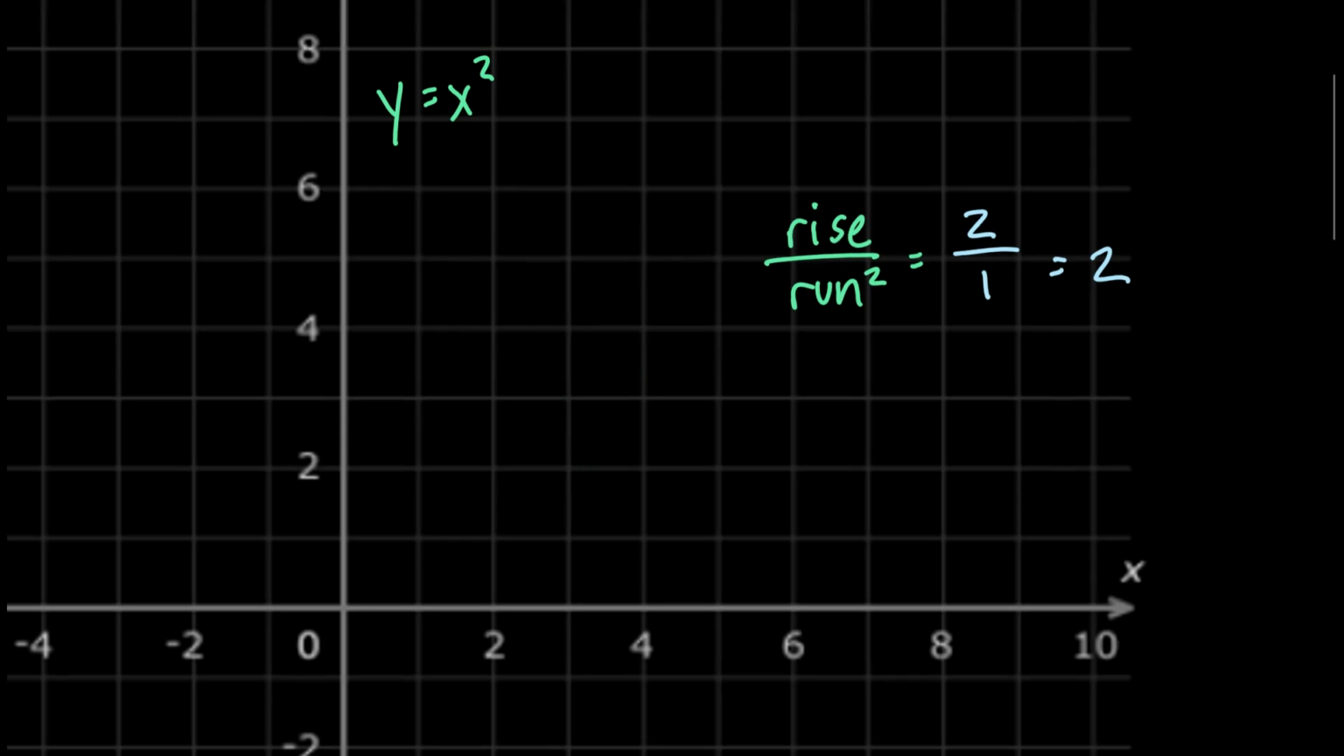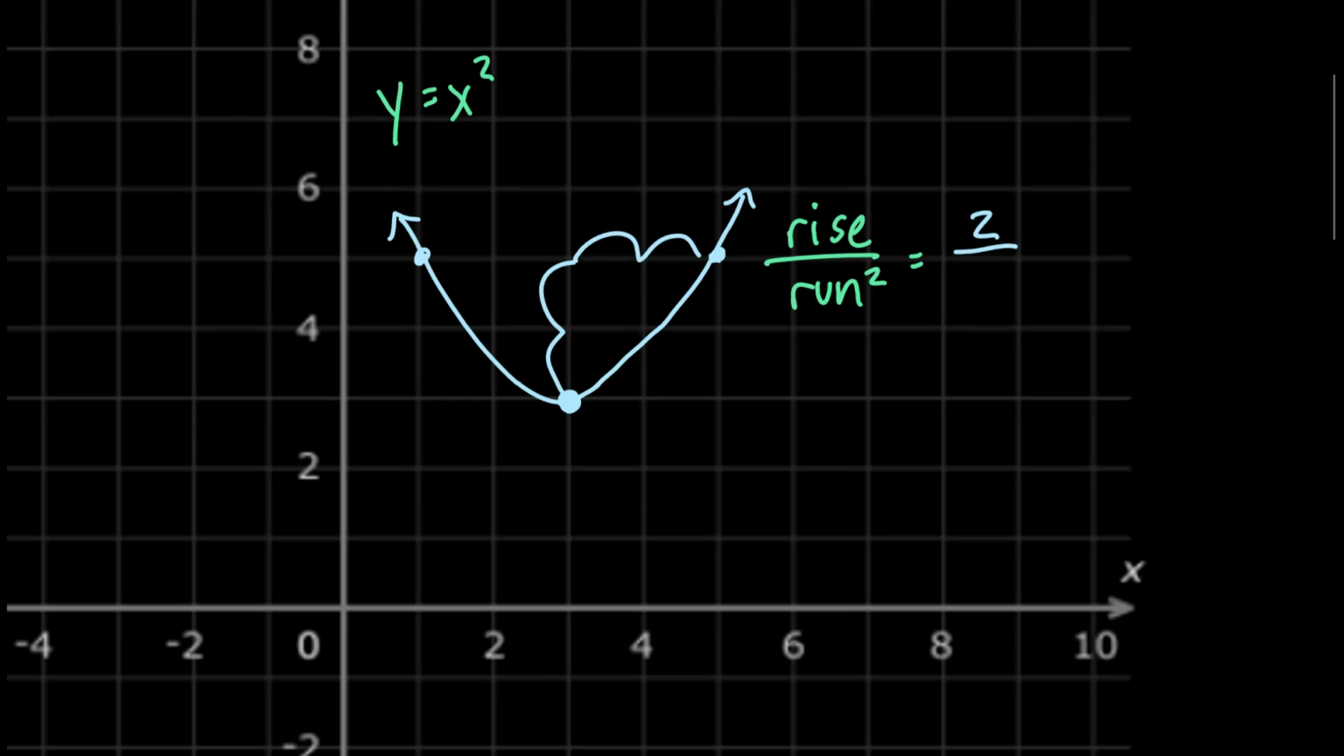The reason why I tell you to do run squared is because of this. This is a stretch or compression. Compression. Who knows by how much? 2 over 2. Okay, so what's our rise? 2. What's our run? 2. But what do we have to do to our run? Square it. So it's 2 over what's 2 squared? 4. And what is that? That's how you find the a.